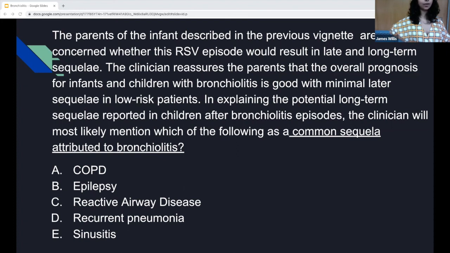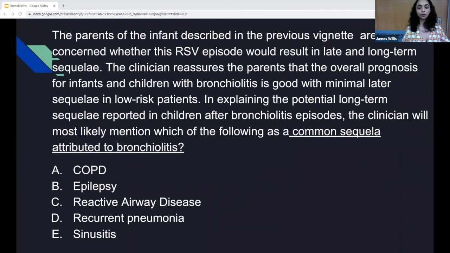So A is COPD, B, epilepsy. C, reactive airway disease. Beautiful. D, recurrent pneumonia. And then E, sinusitis.